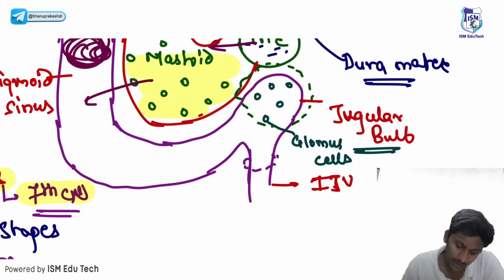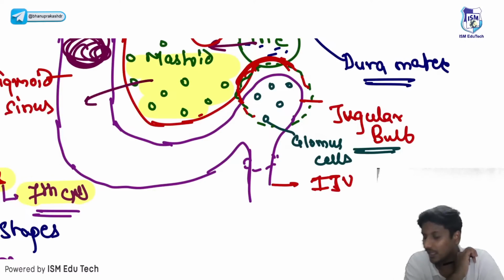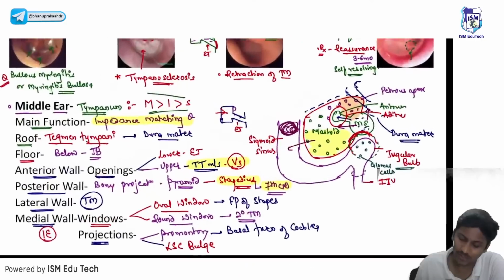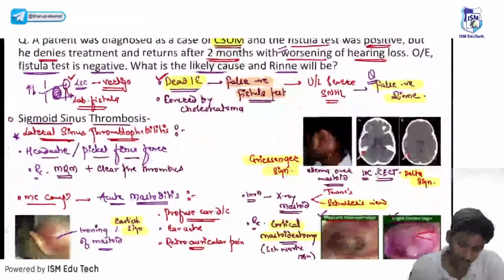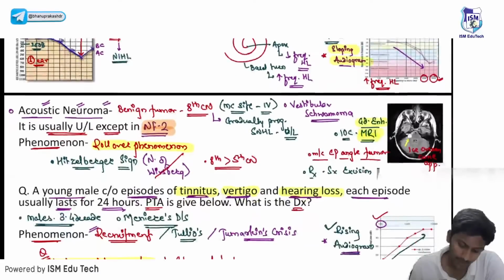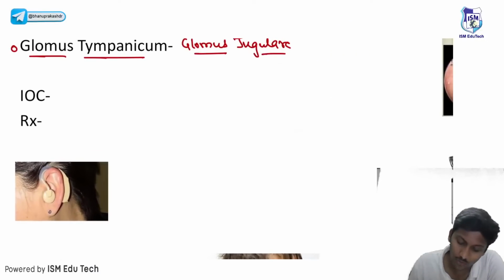Because this tumor will invade the floor of the middle ear and grow inside the middle ear. In the lower part of the middle ear, it will grow, and therefore it is also called glomus tympanicum. That's the important thing you need to remember, guys. So glomus jugulare or glomus tympanicum is a tumor, and it is a benign tumor, please remember.